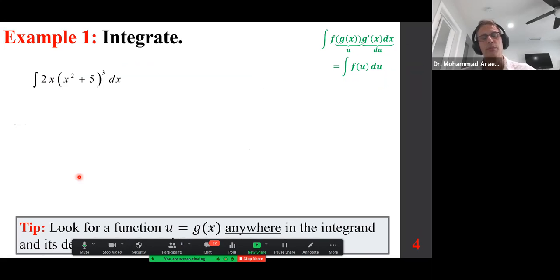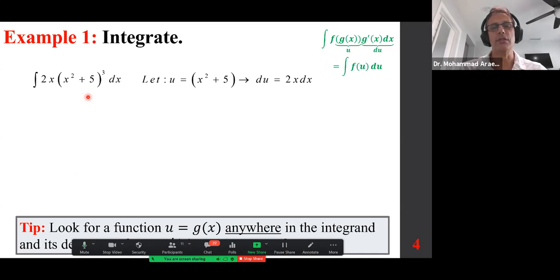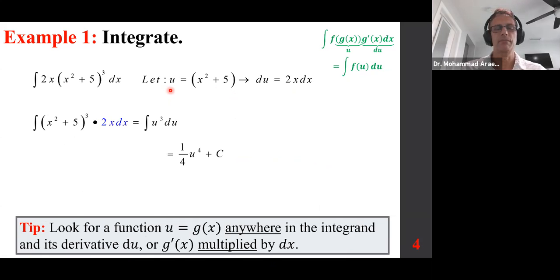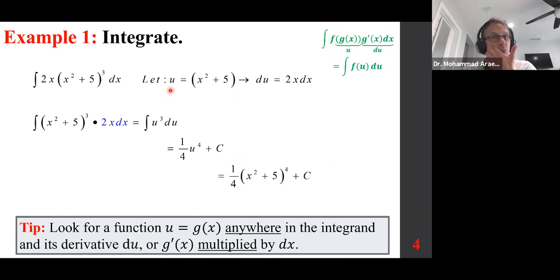which contains polynomials, we look for the more complicated one as the function of interest u, in this case x squared plus 5. The derivative of that is 2x, therefore du becomes 2x dx. As long as we can find these two, practically we are done. By the substitution method, we end up with the simple case of a power rule, and we replace the u with x squared plus 5, and that's our final step.